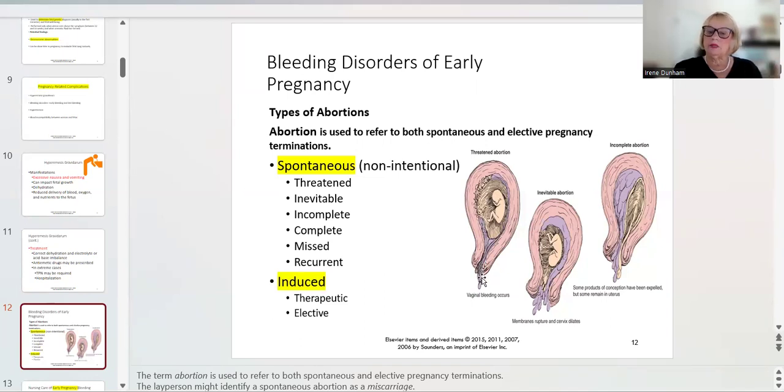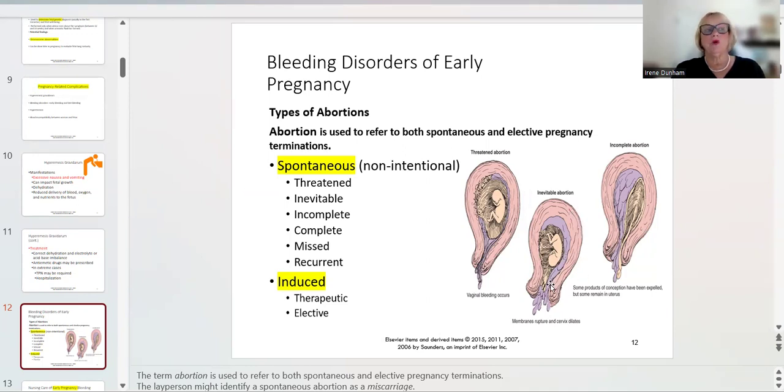Okay, that's threatened. So what we tell her is bed rest. You're going to go home, strict bed rest, and nothing in the vagina for 2 weeks, nothing. What happens on these is that it does seal up very nicely. Those are threatened. Now this one here is inevitable, because what happened?